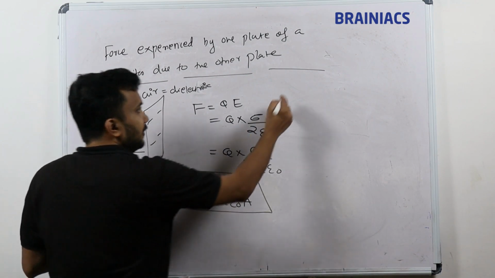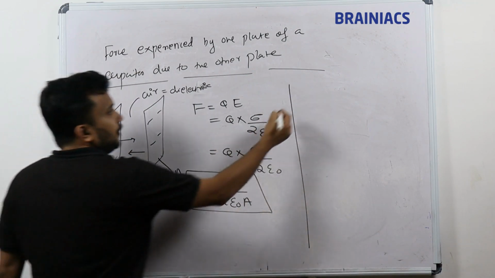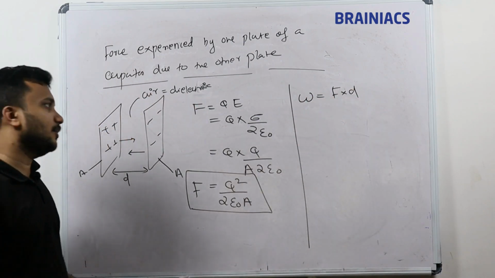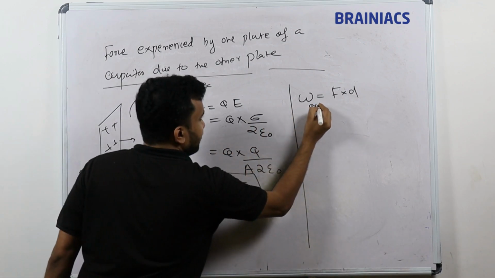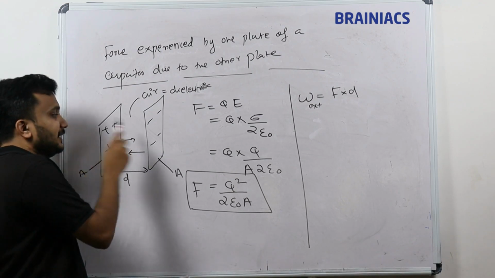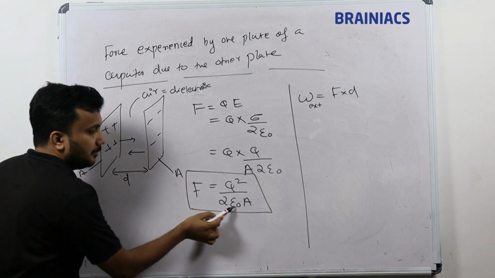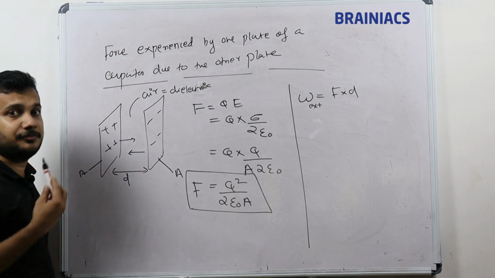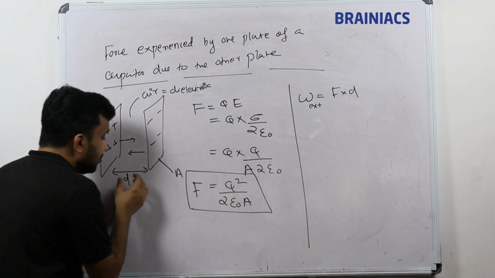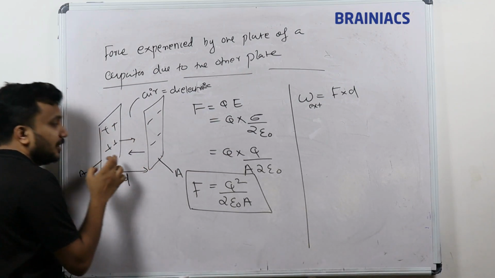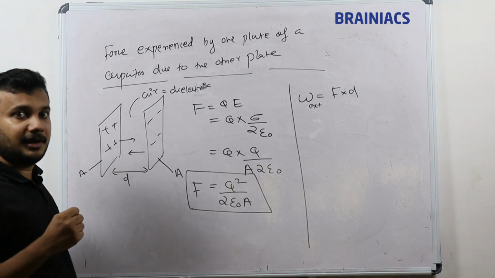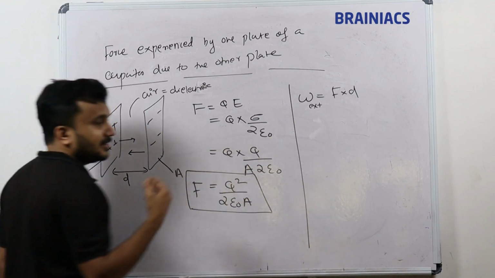So what is the work done in this case? We know work is equal to force into distance. Work is the work done by an external agent. This is one plate. This plate will experience a force equal to Q square by 2 epsilon 0 A. What force will it experience? It will experience an attractive force. It will try to pull. How much distance can this plate move towards the other plate? D distance away.